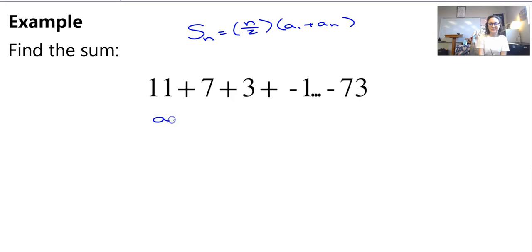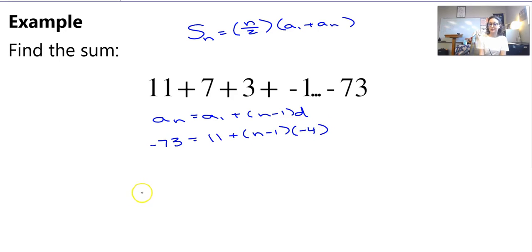Remember, that goes like this. a sub n equals a sub 1 plus n minus 1 times d. Make sure you're writing all this. All right, so I need to figure out what term is negative 73. So what I'm going to do is replace a sub n with negative 73, and I need to figure out what is n, which term am I on, okay? So a sub 1 is 11 plus n minus 1, n is what I'm looking for, and you said d was negative 4. So let's solve for n now.